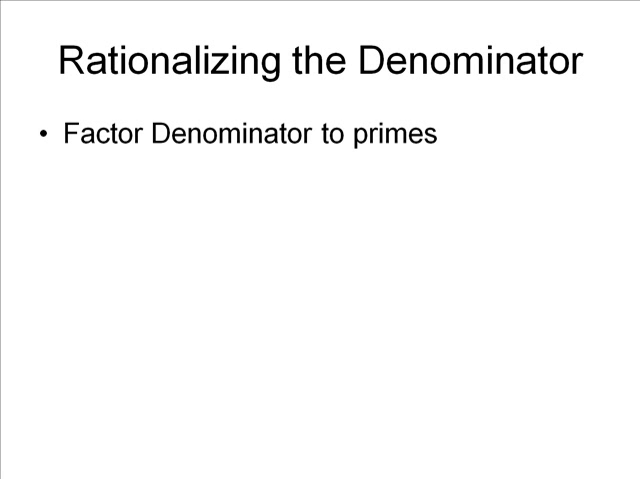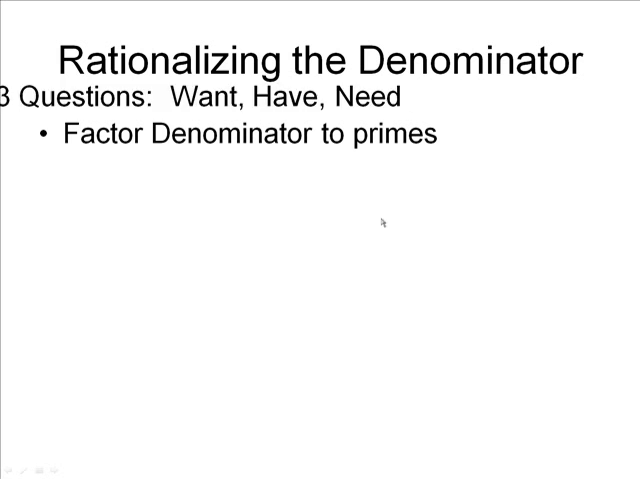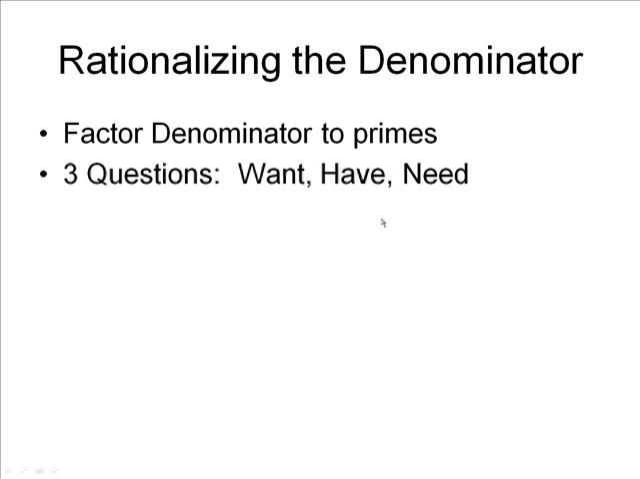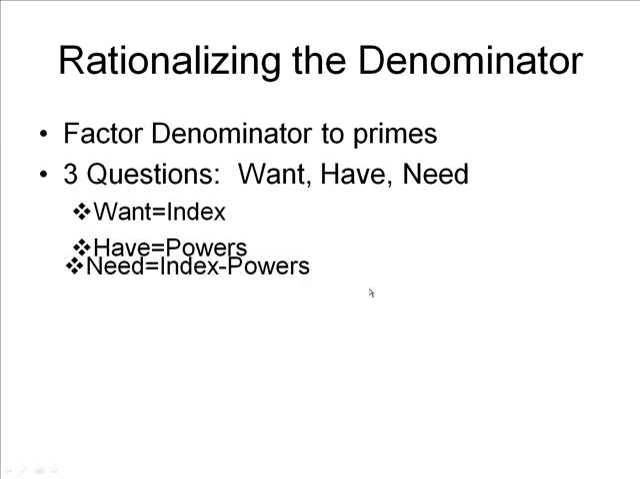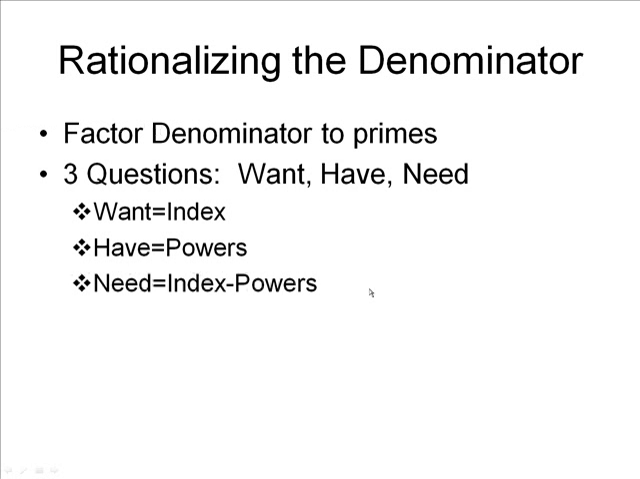Once we factor the denominators to primes, then we're going to ask three questions: want, have, and need. The first question, the want, is going to be answered by the index. So that is easily discovered. The second question, have, is answered by the powers. Easily answered. The third question, the need, is answered by the index minus the powers. Simple subtraction. Also easily answered. Let's take a look at how those all work in action.